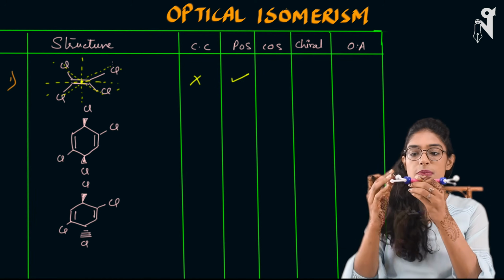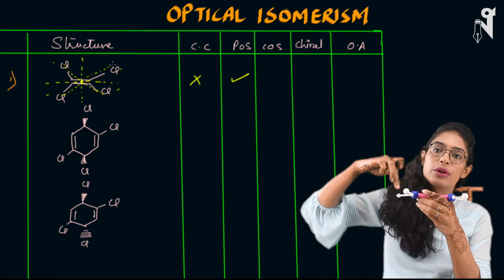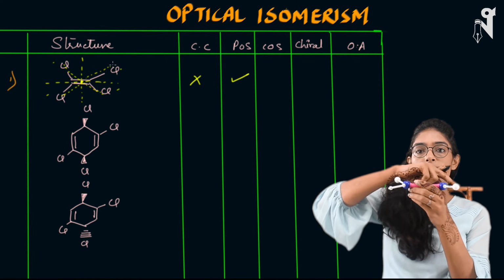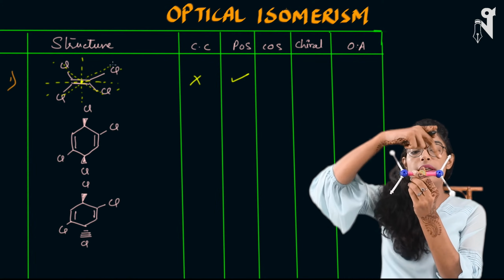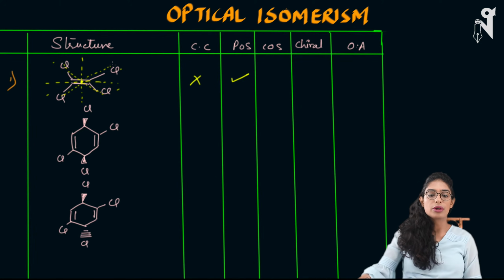So this is planar. If I draw a line from the center, it will go and meet another chlorine over here. Similarly, I'll draw a line like this, and it will go and meet over here. So this is a planar molecule and hence COS is present. Chirality, no. Optical activity, no. Come to the next compound.